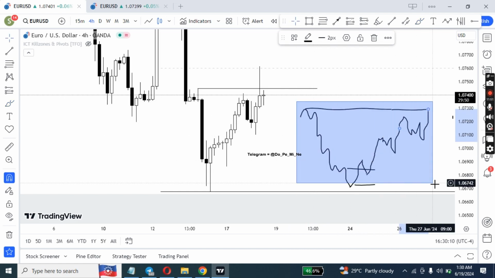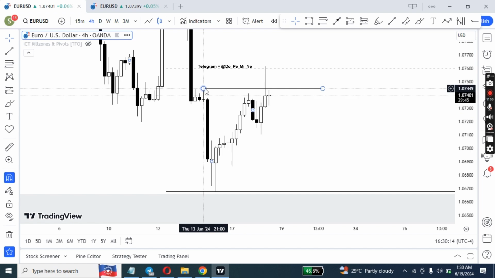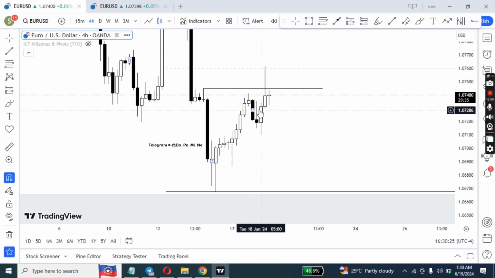Now right here you can see that before we took out this daily candle's high right here and this range high on the 4 hour, we stopped and came down lower before we actually took out this high, right? So on Tuesday I was expecting this high to be taken, right?